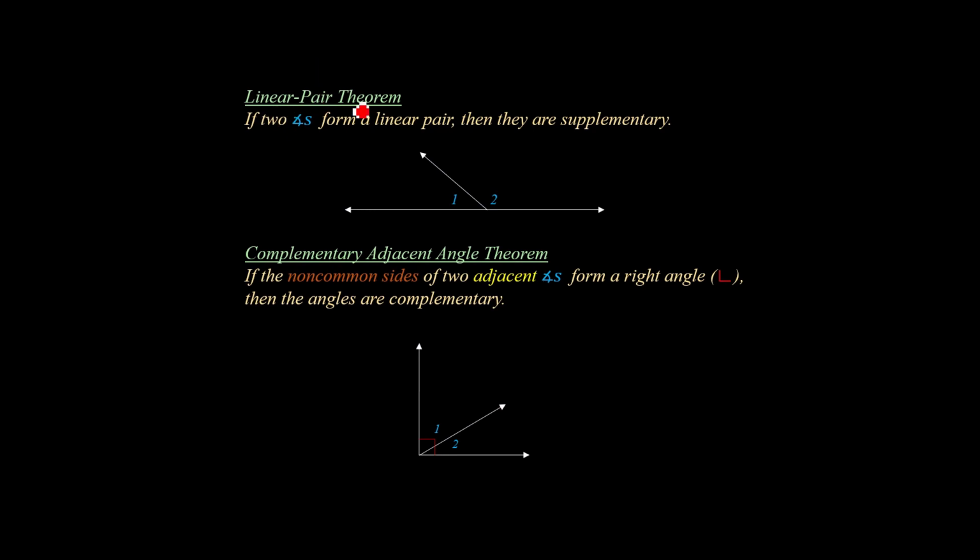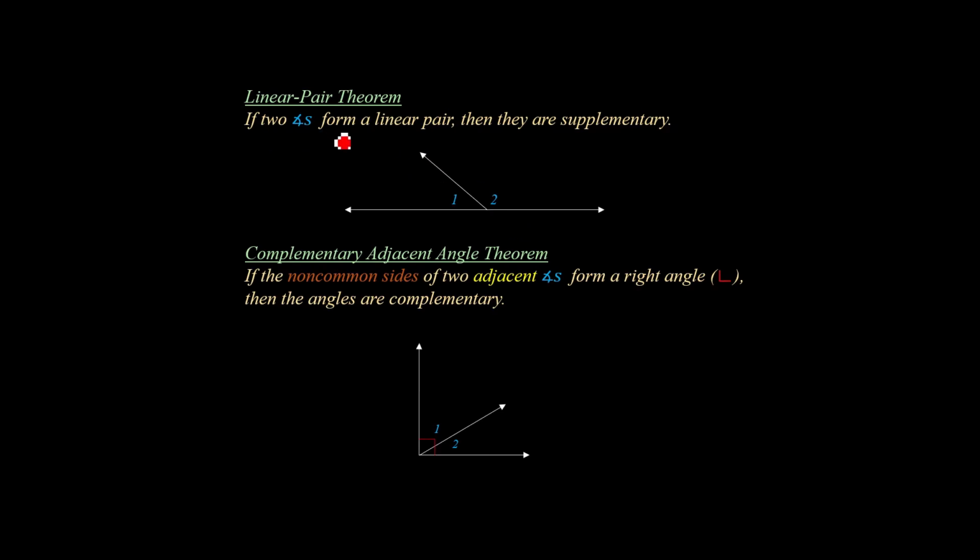This is the linear pair theorem. That is, if 2 angles form a linear pair, then they are supplementary. The definition of a linear pair is, in fact, that there are 2 angles whose non-shared sides are opposite rays. So that's the actual definition of a linear pair. So angle 1 and 2 have a shared side here, and then they have non-shared sides. The non-shared sides of angle 1 and 2 are opposite rays, and that's the definition of a linear pair.